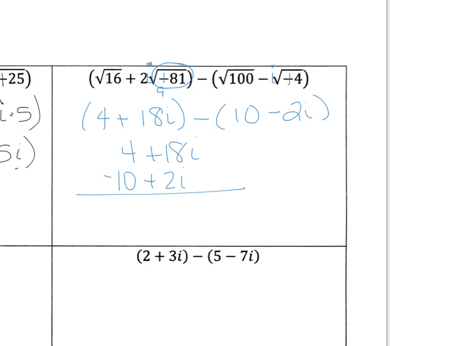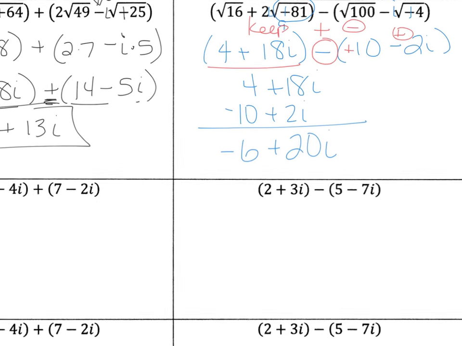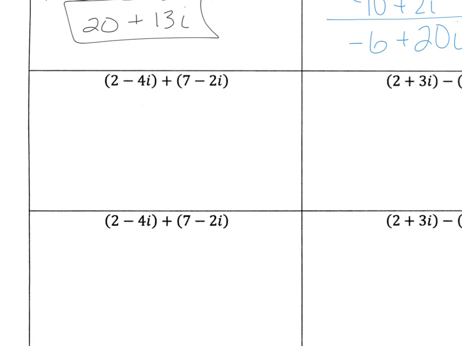Now notice I changed the sign of both of those because this is a minus sign, so this is keep, change this to addition, and change all the signs here. So this was a plus, now it's a minus. This was a minus, now it's a plus. So now I just combine like terms. This would be negative 6 plus 20i. Again, you can put that in your calculator to check it. Same with all these. Really, this is just calculator work.